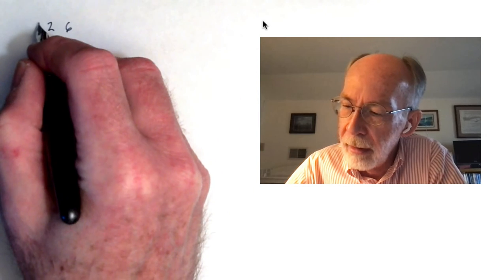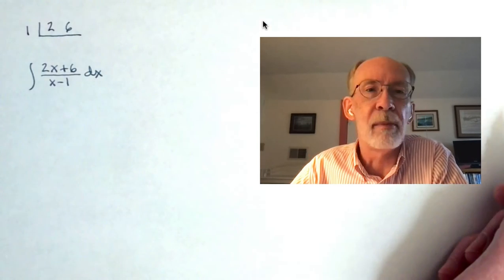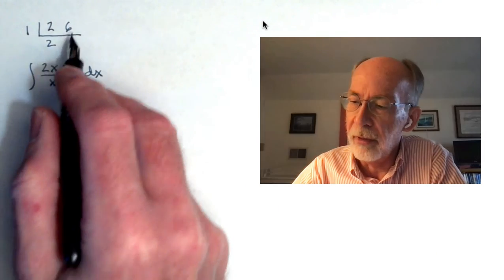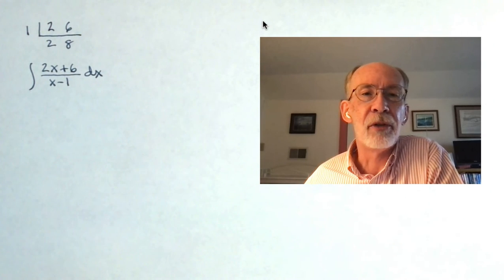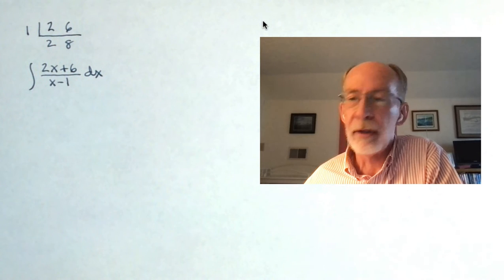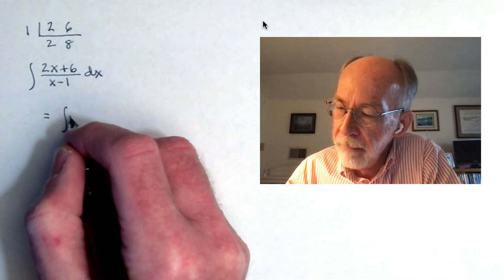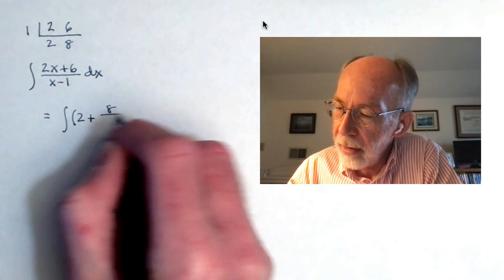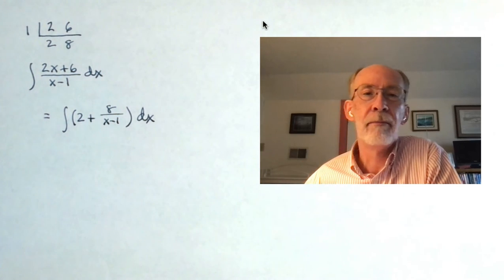So we have 2x plus 6. Our divisor is x minus 1. Pull down the 2. 1 times 2 is 2, plus 6 is 8. And so our quotient is 2 with a remainder of 8 over x minus 1. And so our integral becomes the integral of 2 plus 8 over x minus 1 dx.